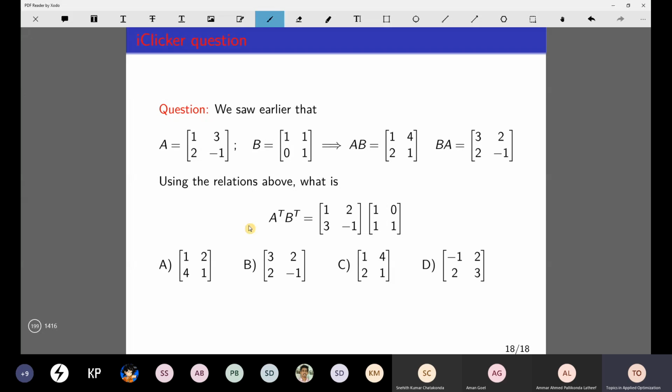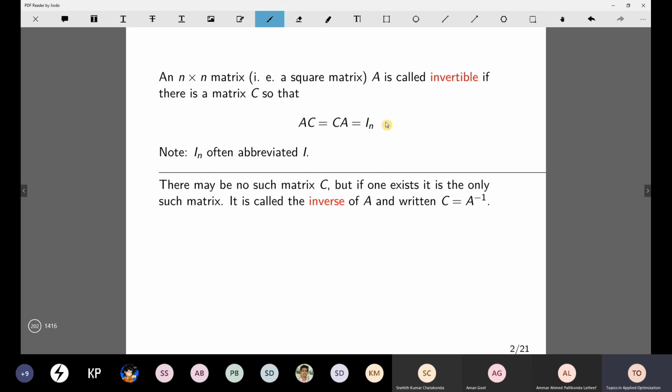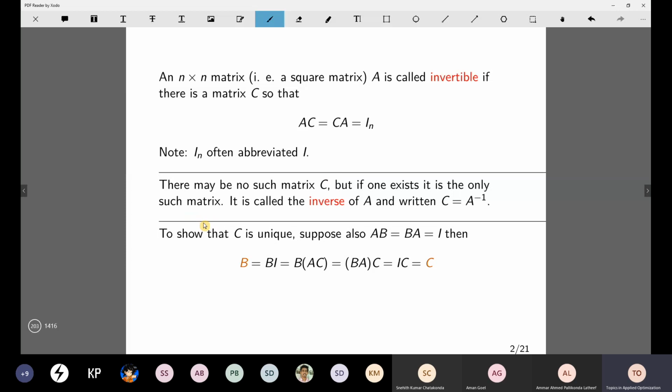Yeah, so these are some of the examples here. I'm going to skip this. Then we have something called invertible matrices. A matrix A is called invertible if there exists a matrix C such that A times C, C times A is identity. There may not be such a matrix C, but if it exists, it is the only such matrix. So what this is saying is the inverse is unique. The inverse of a matrix may not always exist. Yeah, so uniqueness can be proved like this here. So I'll let you see this.